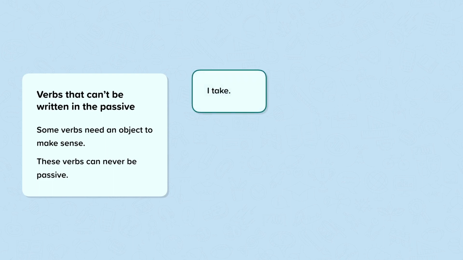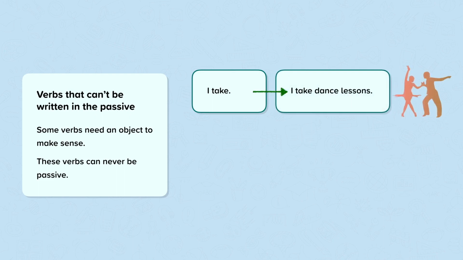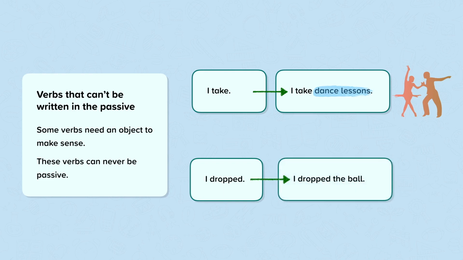So, for example, if I say I take, the sentence feels unfinished because I haven't explained what I'm taking. However, if I add dance lessons as the object in the sentence, they complete the sentence to become I take dance lessons. Similarly, I dropped is an unfinished sentence. It needs an object after to explain what I dropped. If I say I dropped the ball, the ball is the object of this sentence, and it completes the sentence.